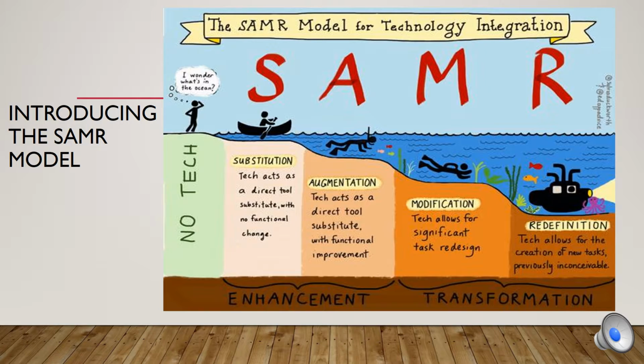The SAMR model offers a method of seeing how computer technology might impact teaching and learning, and it shows a progression that adopters of educational technology often follow as they progress through teaching and learning with technology.